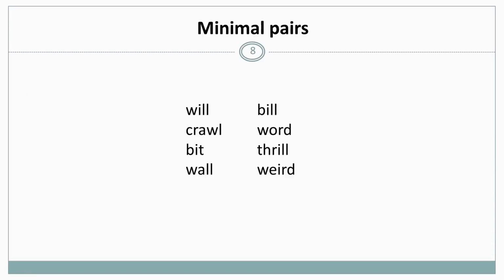Here's some further examples of minimal pairs. For example, we have will and bill, which only differ in their first sound, w and b. So w and b belong to different phonemes in English. Then we have bill and bit. So l and t belong to different phonemes. Then we have will and wall. So I and o are phones of different phonemes.